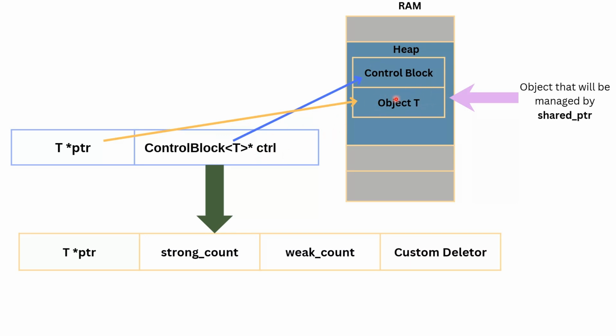So you have a pointer to it and you have a control block. The control block again will have a pointer to the managed object, and it has variables called strong count and weak count, and the custom deleter which will be called whenever the shared pointer is destroyed. The custom deleter function will take care of the cleanup job. Earlier we have already discussed this. So this is the object being managed by the shared pointer.